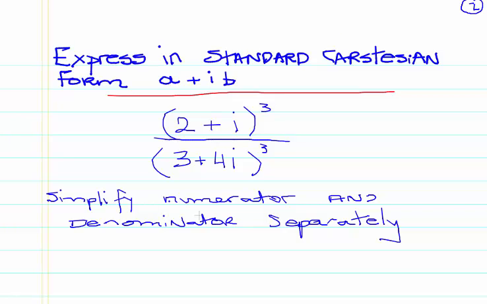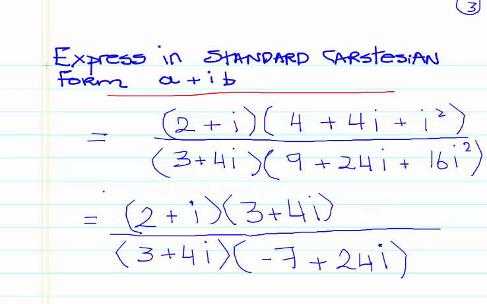Anyway, so simplify the numerator and denominator separately. Okay, so essentially what we have is this expression to be cubed. What I'm going to do here is have the individual expression and then the square of that expression. (2 plus i) squared is 4 plus 4i, plus 4i plus i squared, and i squared is equal to minus 1. So we have 4 plus minus 1, and we end up with 3 plus 4i.